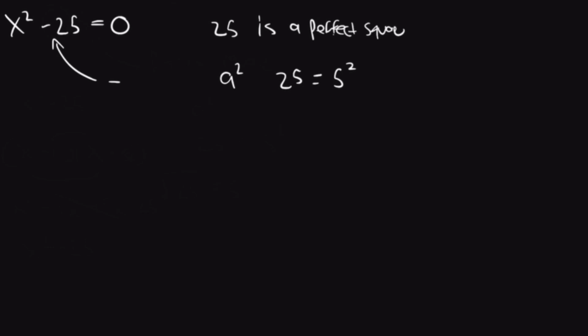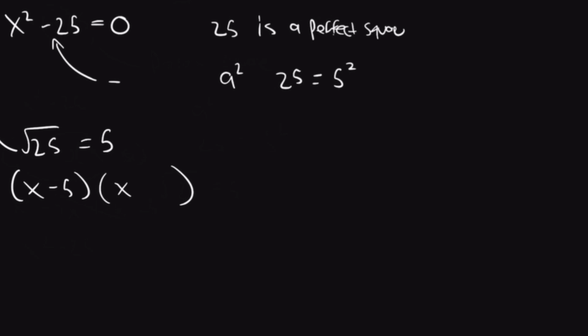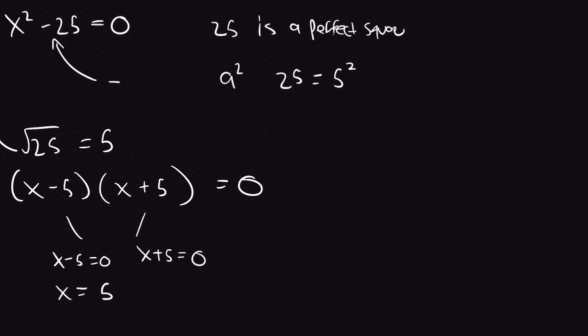So to factor these, it's very simple. Just take the square root of 25, which is equal to 5, and then you make two brackets. On both of them put an x, and then in one of them you put a minus 5, and in one of them you put a plus 5. And all of this is equal to 0. This means that when either of these is equal to 0, this equality will hold. So x minus 5 is equal to 0, and x plus 5 is equal to 0. Solving both of these, we get x equals 5 and x equals negative 5, and those are the two solutions to this equation.